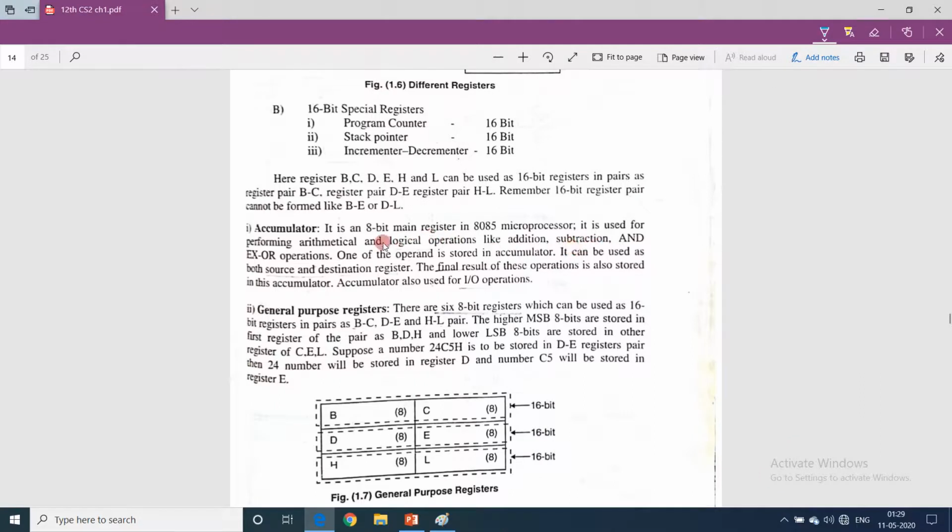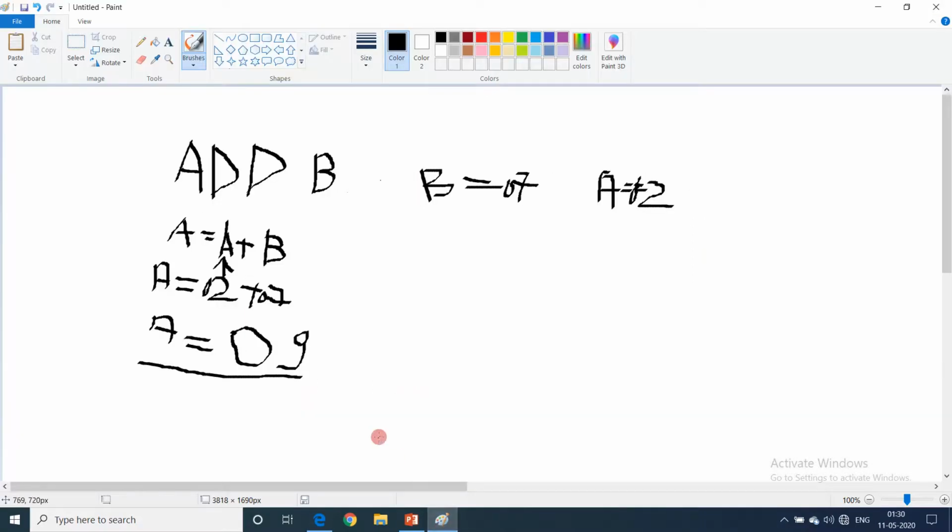It is used for performing arithmetic and logical operations like addition, subtraction, and XOR operations. One of the operands is stored in the accumulator. Now, I hope you understood. It can be used as both source and destination address. Source and destination register. So I will explain this term.